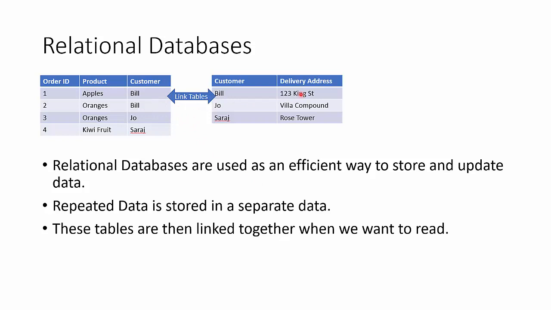And also it's a very fast way to make changes. If Bill's address changes once, then that change ripples through and changes everywhere that Bill's name is seen in the order table. Then when we want to send an order to Bill, we create a query that links those tables together and produces the delivery address for Bill. So that's a relational database.